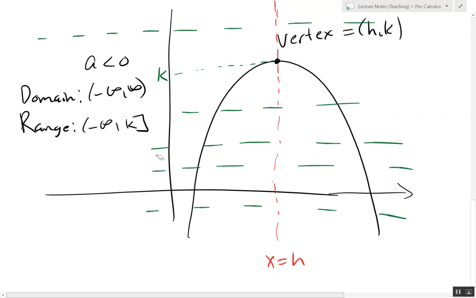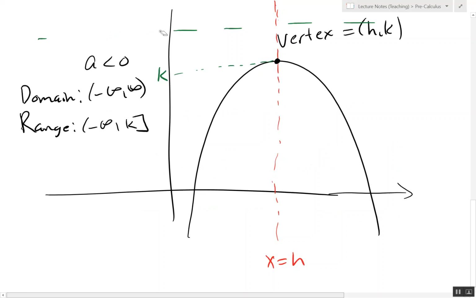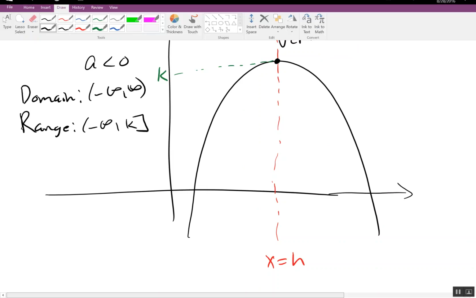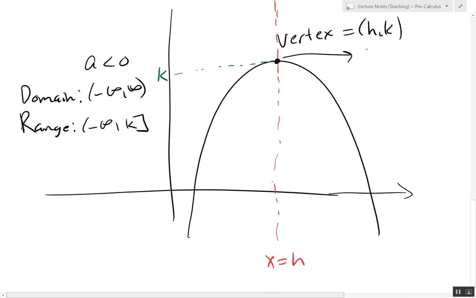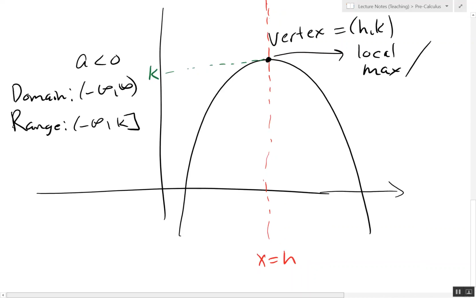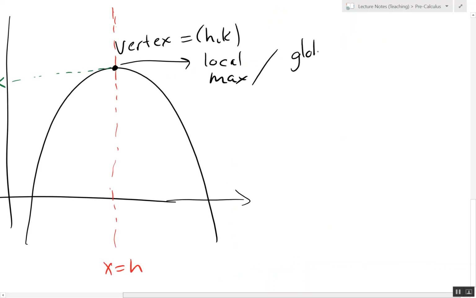And then notice that the vertex is now the highest point on the graph. I'm just cleaning this up so it's not visually chaotic. So now this vertex is a local max, but it's also a global or absolute maximum, because it is the highest point. And again, this will come up in one of the future videos entitled Optimization with Quadratic Functions.